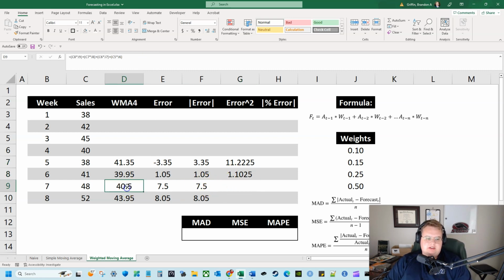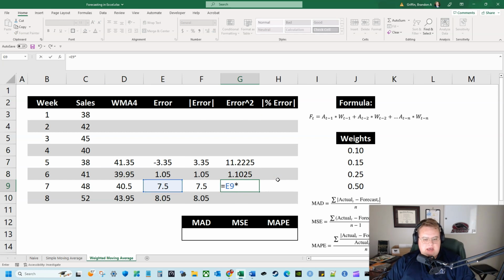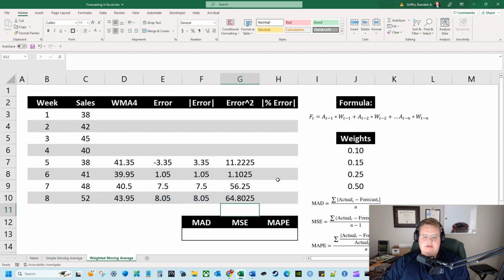You don't reference the number or the forecast itself, you reference the error. So it's the error squared. Good thing I caught that. That would have been bad. So I can do 7.5, and I'm going to multiply that by to the power of 2. And then I'm going to do 8.05 to the power of 2.